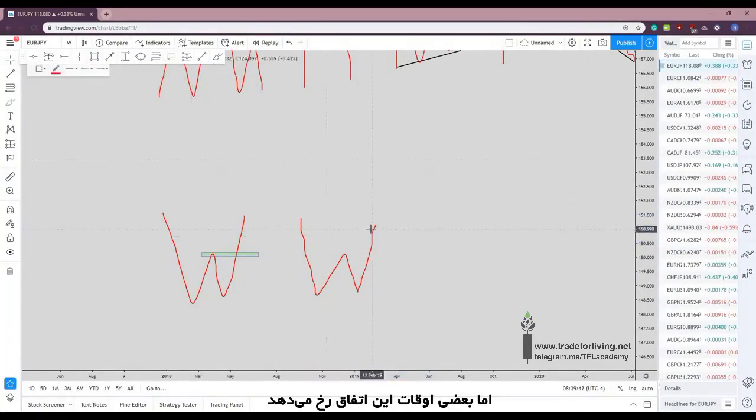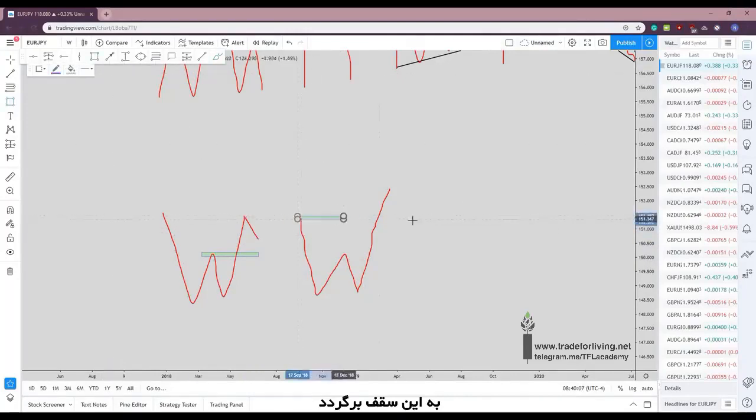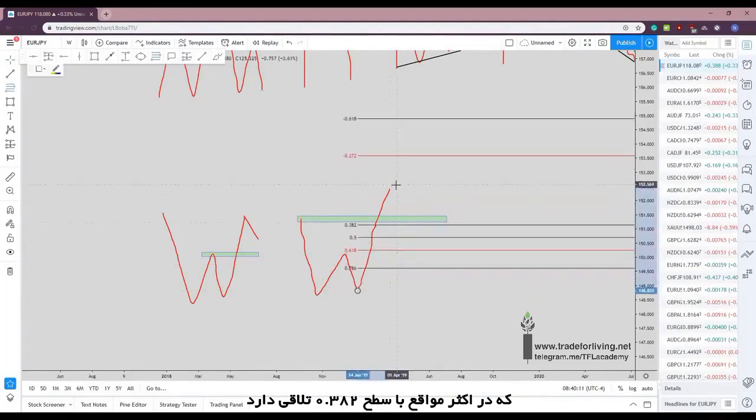But sometimes it happens that this becomes an extended W. So this is a regular W when the market starts the push from here, and this is an extended W. And the concept is always the same. After the extended W, we are still expecting a push to the downside. But in this case, we're not expecting a push to the downside to the neckline. In this case, we're expecting a push to the downside to this high here, which most of the times will actually line up with the 382.